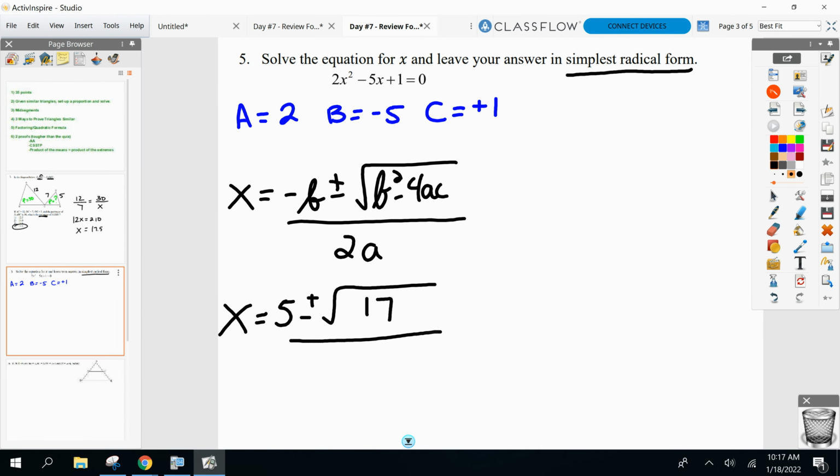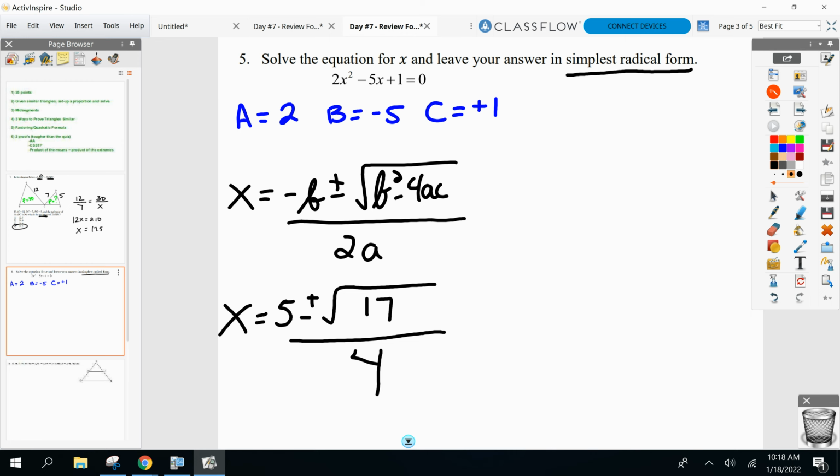All over. What's in the denominator? 2a is in the denominator. 2a. What goes in the denominator? 2 times 2. 4. We all good so far before we keep moving on?